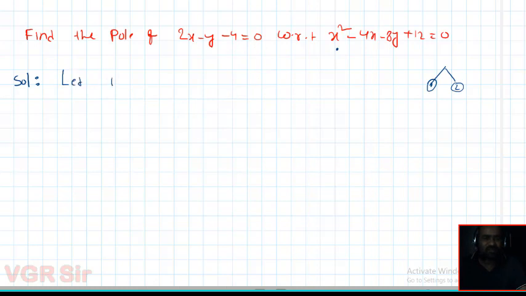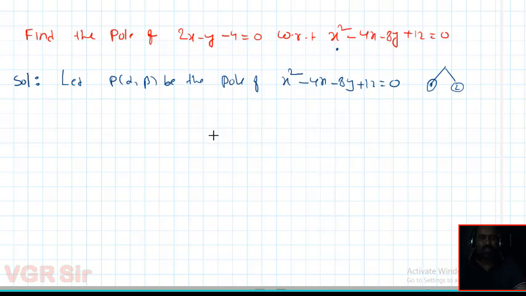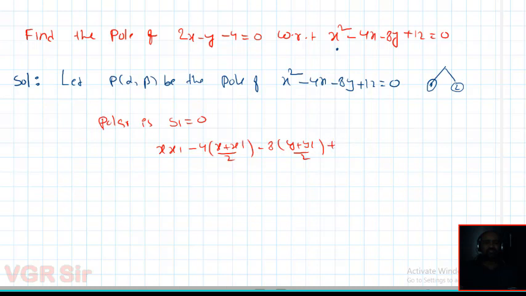Okay, let P alpha comma beta be the pole of x square minus 4x minus 8y plus 12 equal to 0. Now you want to find the polar equation. According to the definition, the polar is nothing but S1 equal to 0. S1 means instead of x square, we write x x1; instead of x, we write x plus x1 by 2; instead of y, we write y plus y1 by 2. So x x1 minus 2 times of x plus x1 minus 4 times of y plus y1 plus 12 equal to 0.